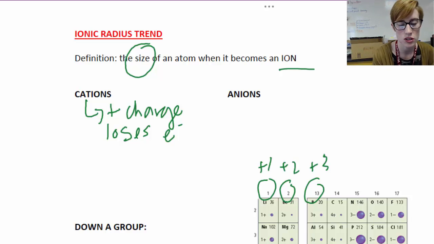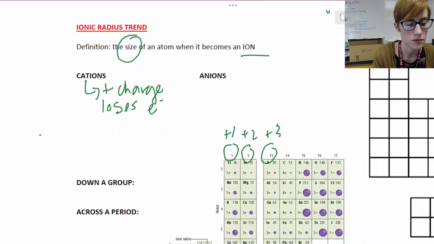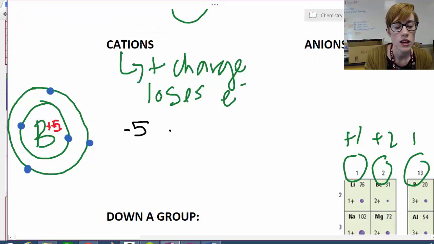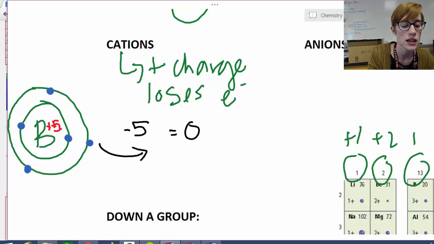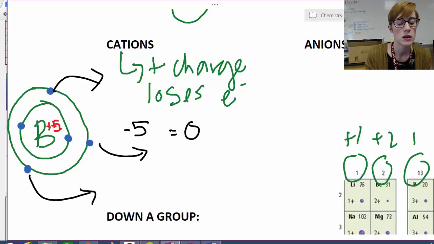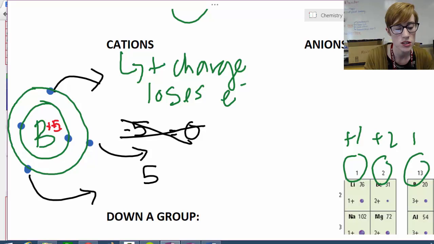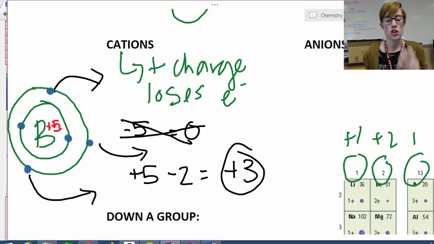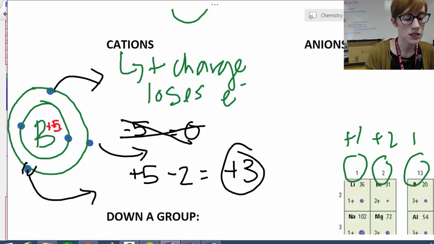When they lose their electrons, so let me get boron, for example. Here's boron. So boron has 5 protons, which means it's got a charge of +5 in the nucleus, but it's also got 5 electrons, so it comes out to be neutral. Well, what happens when its 3 electrons are stolen? When it becomes an ion, now it's got a charge. Its charge isn't 0 anymore. Since it lost 3 electrons, it has 5 protons that are positive, and now it only has 2 electrons, so its charge is +3. And guess what happens to this outer energy level?